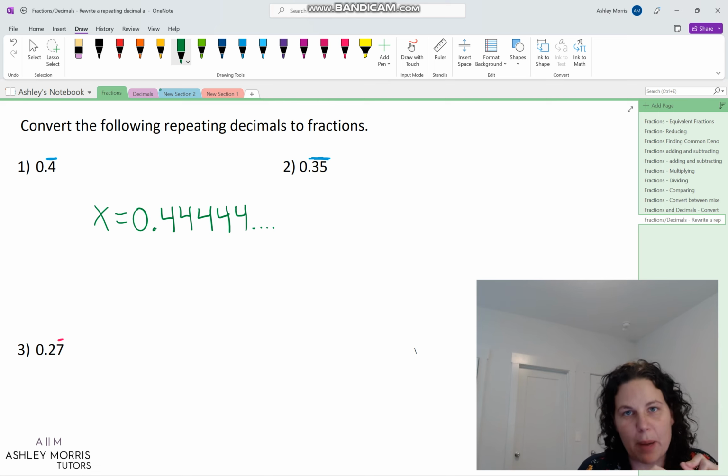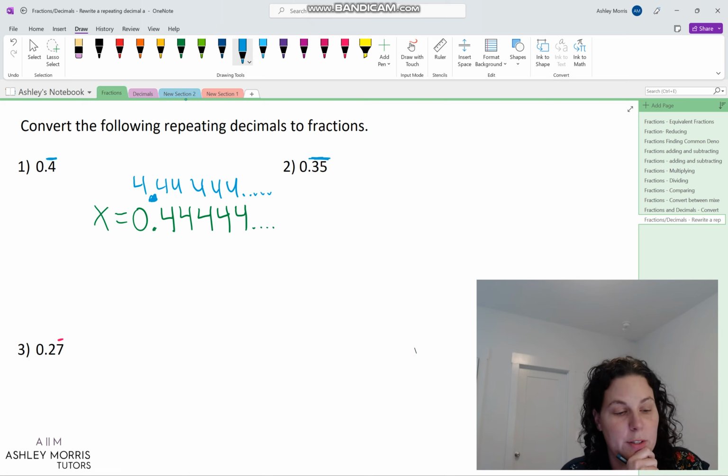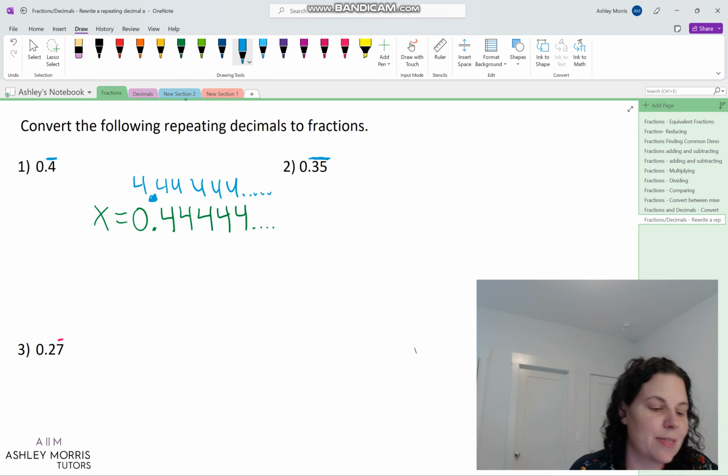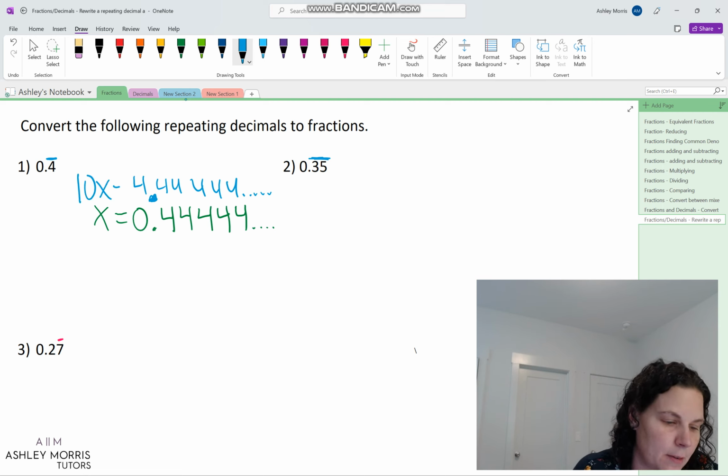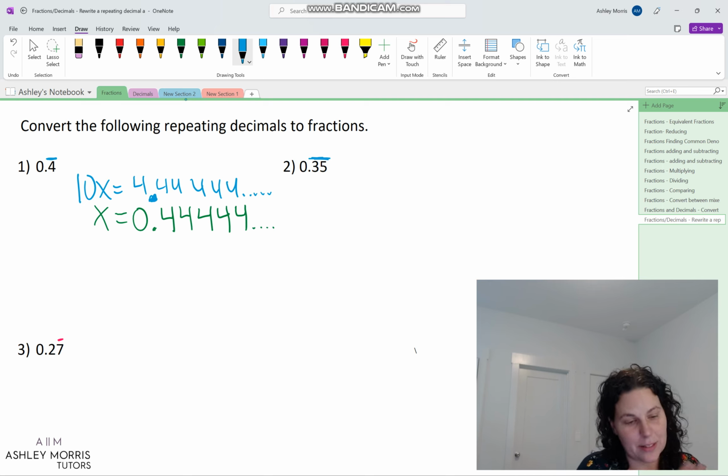And you do that by multiplying by 10, 100, 1,000, those kind of numbers. So in this case, just the 4 repeats. So we need it to be 4.44444, and then it keeps going. So to go from 0.4 to 4 point, we had to move the decimal one place. That's multiplying by 10. So if I did it to the 0.444, that means I also have to do it to the x. Got to do it on both sides to keep your equation equal.